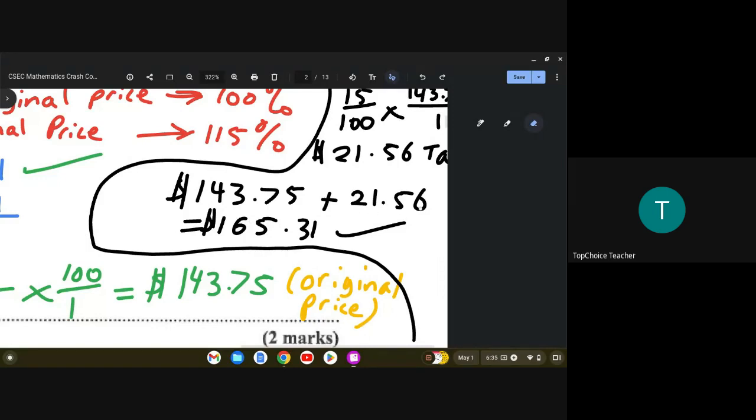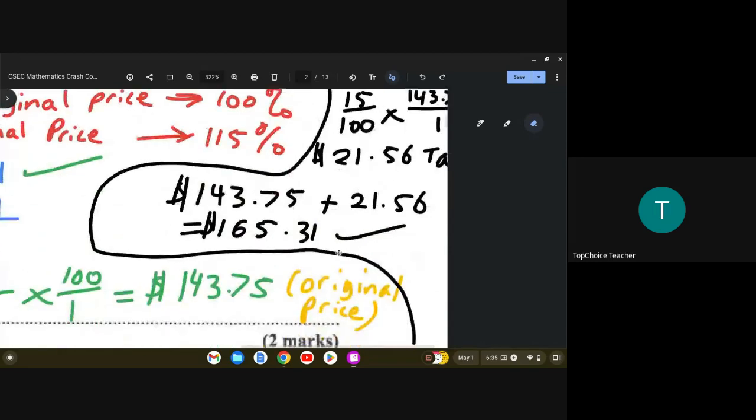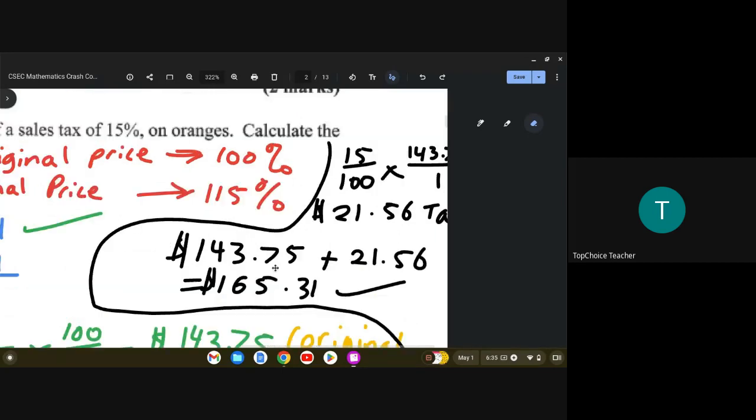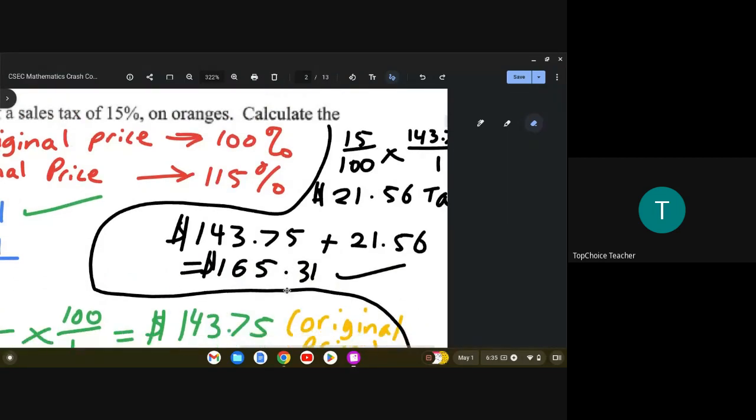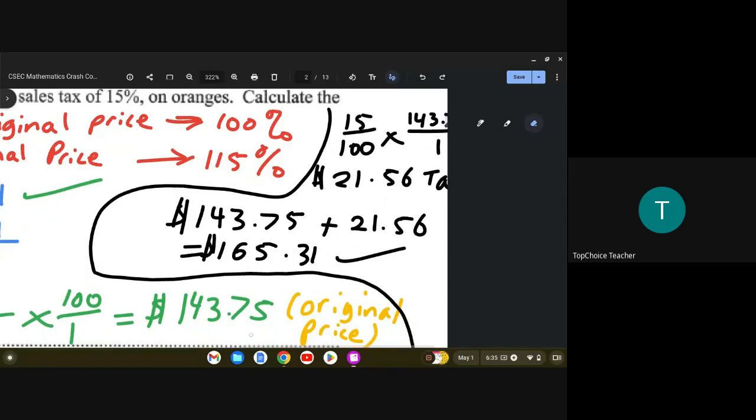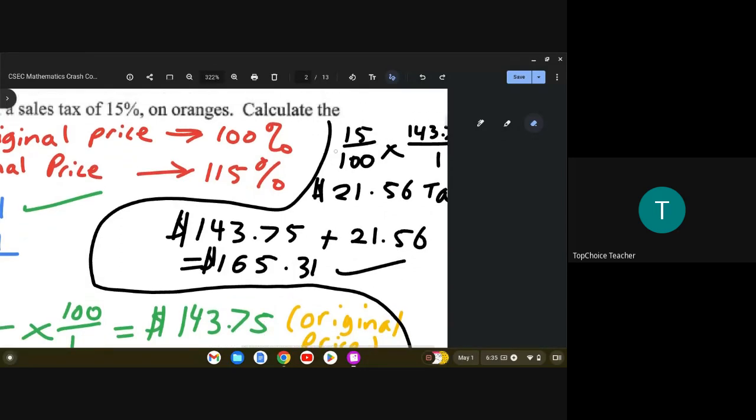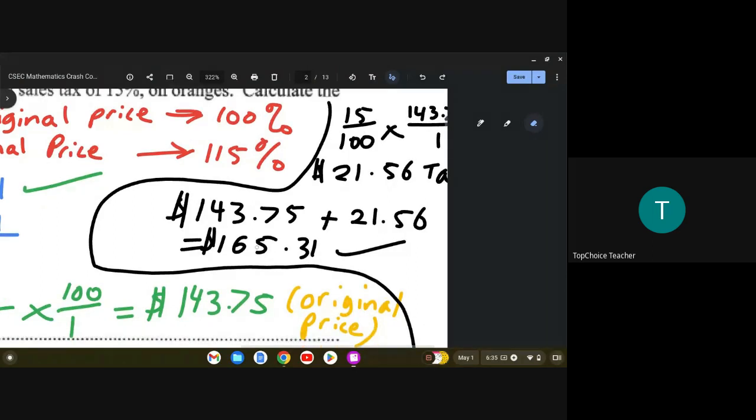But the reason why I did it like this is I assumed that we are starting from the original price now. So let's say we go in our shop and the original price is this number in green here. They tell you 15%, you have to pay an extra 15% tax. How much would you actually spend on the item? So if it's originally $143.75, we need to work out how much in tax we would pay, the 15% tax, which works out to be $21.56. And if you add that to the actual original price, you will end up paying more.